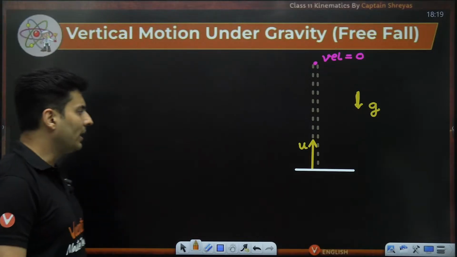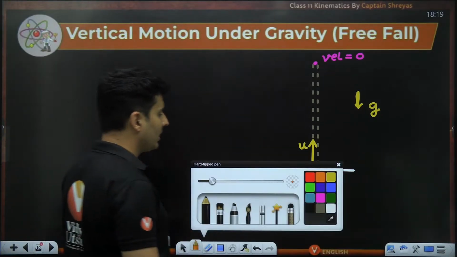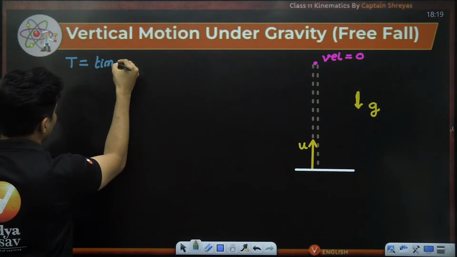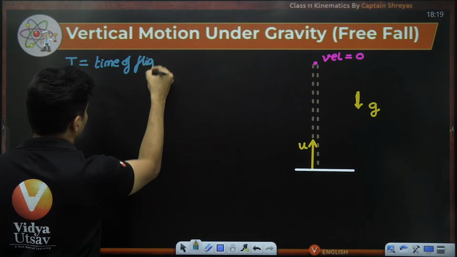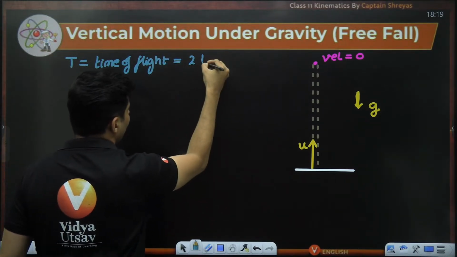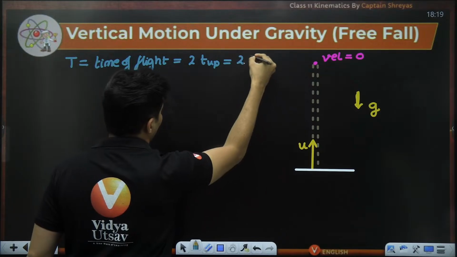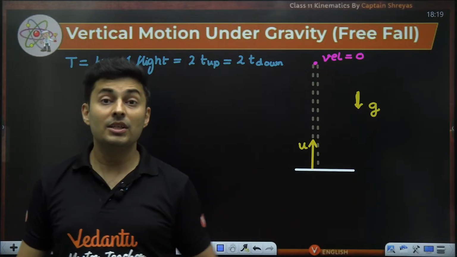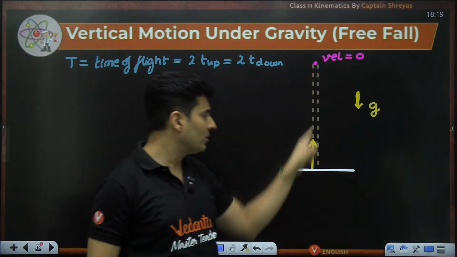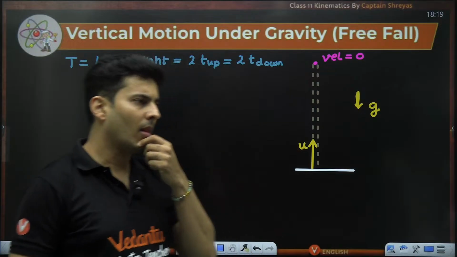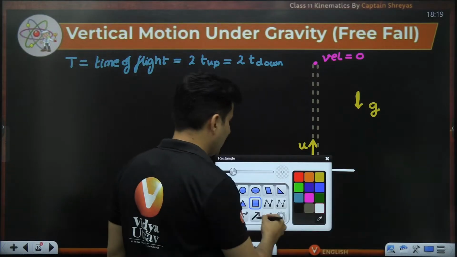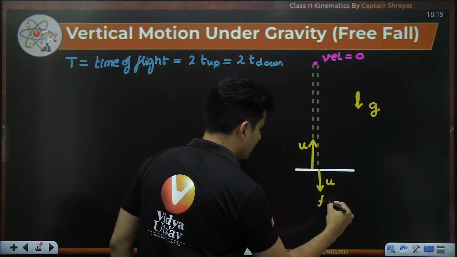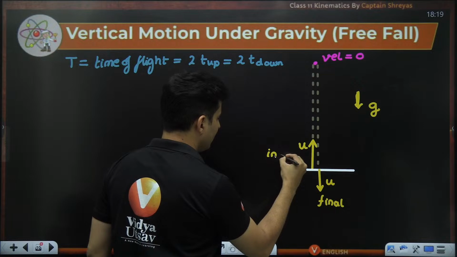Sir, this is amazing. What about the time of flight, sir? Let's see. So capital T, which is the time of flight, is also 2 times the time taken to go up or 2 times the time taken to come down. Anything will work. So how do we find this total time of journey to return back to the same point? Let's think. v is u plus at. Maybe I can do that because I know the final velocity. This is final. This is initial.